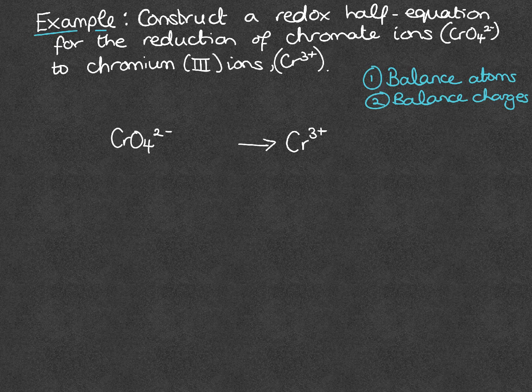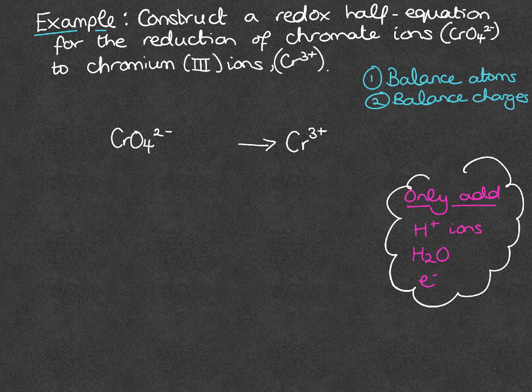The other thing that you need to remember is that in order to do this balancing process, you can use coefficients, so you can put big balancing numbers in, but you are also able to add 3 things and only these 3 things. And they are hydrogen ions, water molecules, and electrons. So you can use those to help in your balancing alongside using coefficients, big balancing numbers if you need to.